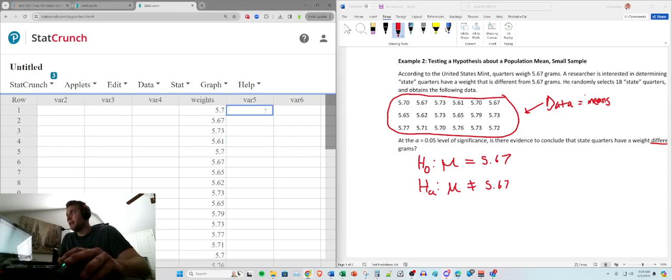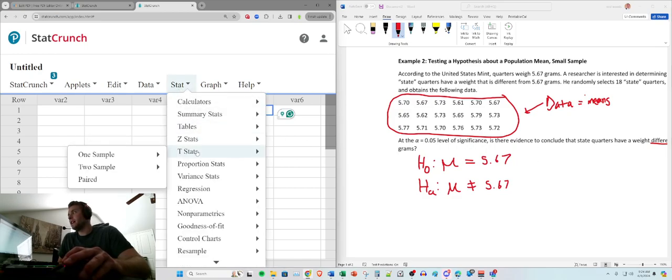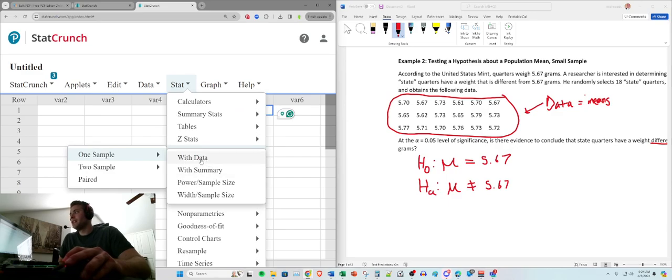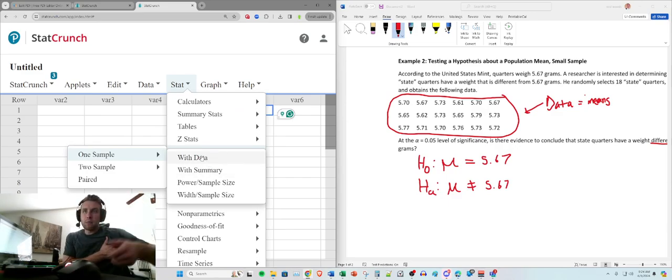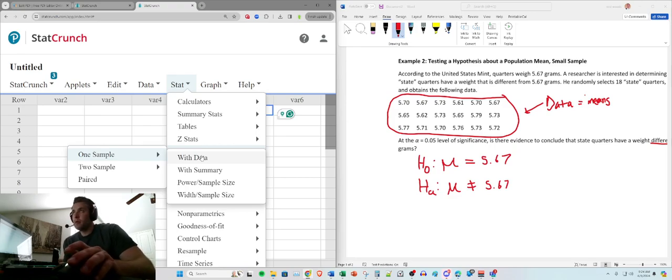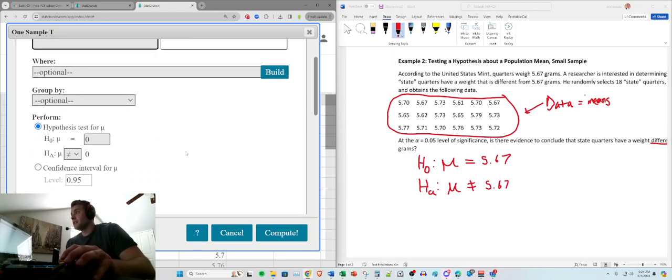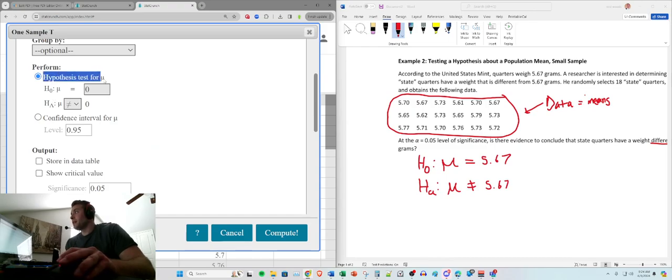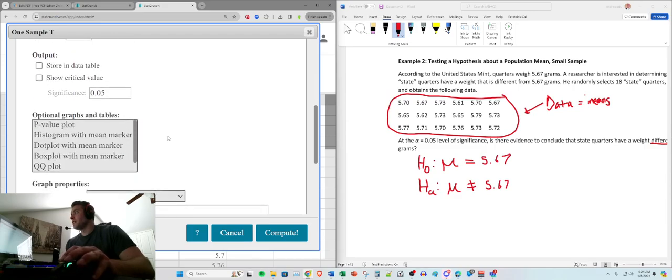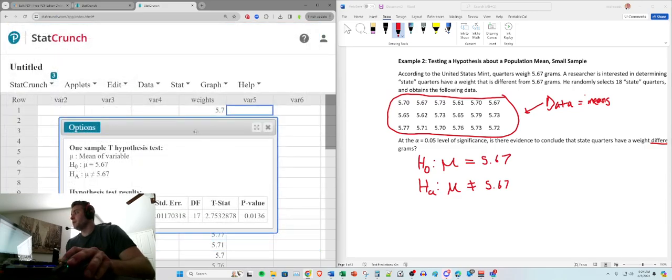So we typed all this data in, and now when we do our t-stat, it's a one sample t-stat. We're using it with the data now. We don't need the summary. We don't need the X bar or the standard deviation. I mean, we could find it and then type it in that way, but we have the data, so we're just going to use that. So we're going to click weights as our selected column here. It's the hypothesis test for means, and we're doing 5.67. And again, you'll notice it auto-fills down here, but yeah, it's a not equal to. And yeah, we're ready. We're going to hit compute.